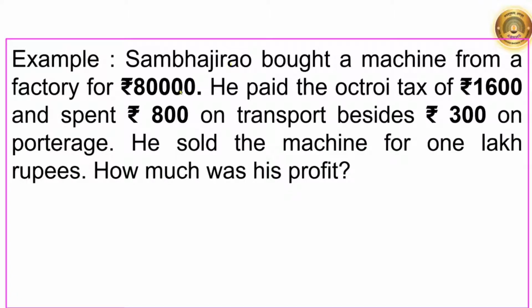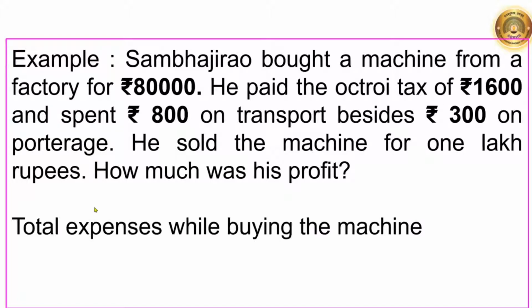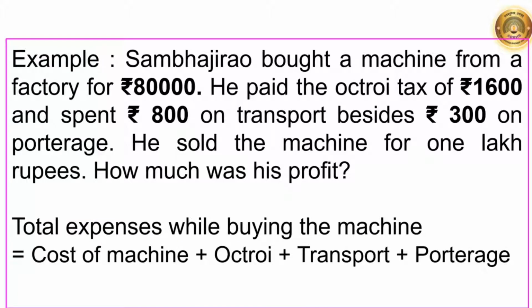So the cost price of the machine is 80,000 rupees. Now along with this 80,000, the amount paid for octroi, transport and porterage has to be added to the cost price. That will give you what is called the total cost price. So the total expenses while buying the machine equal the cost of the machine plus octroi plus transport plus porterage. All these expenses have to be added to the cost of the machine to get the total cost price.